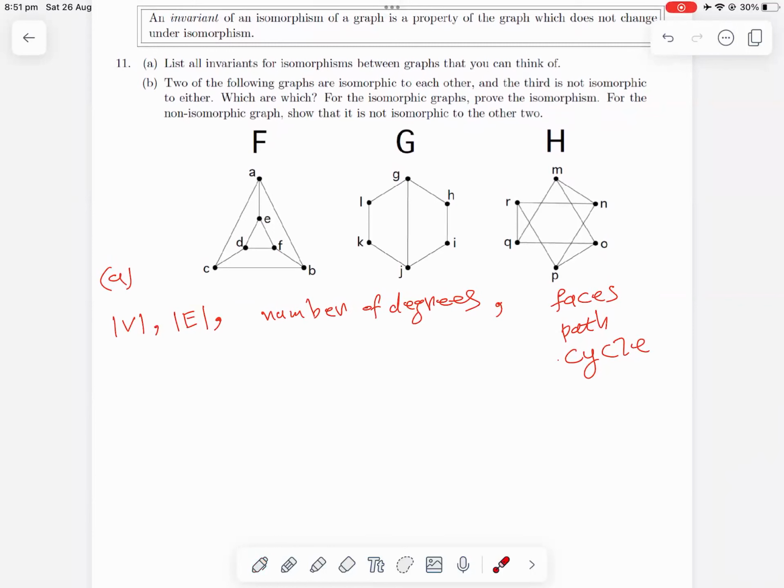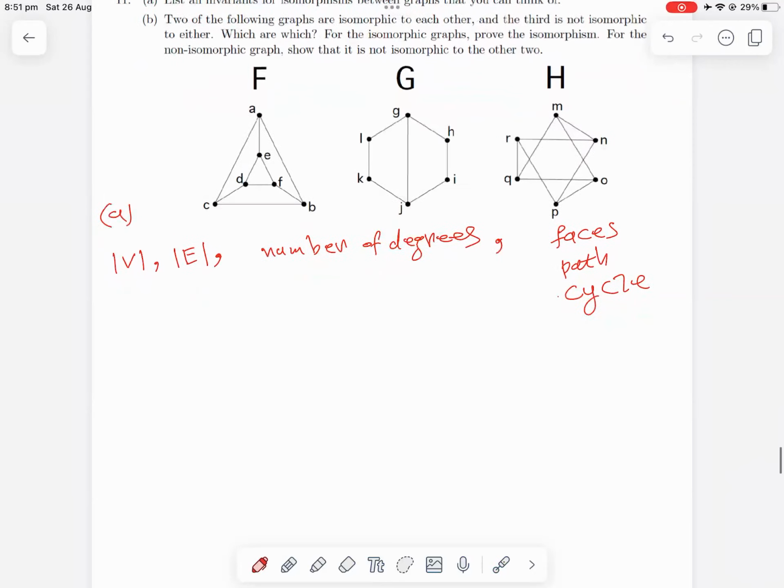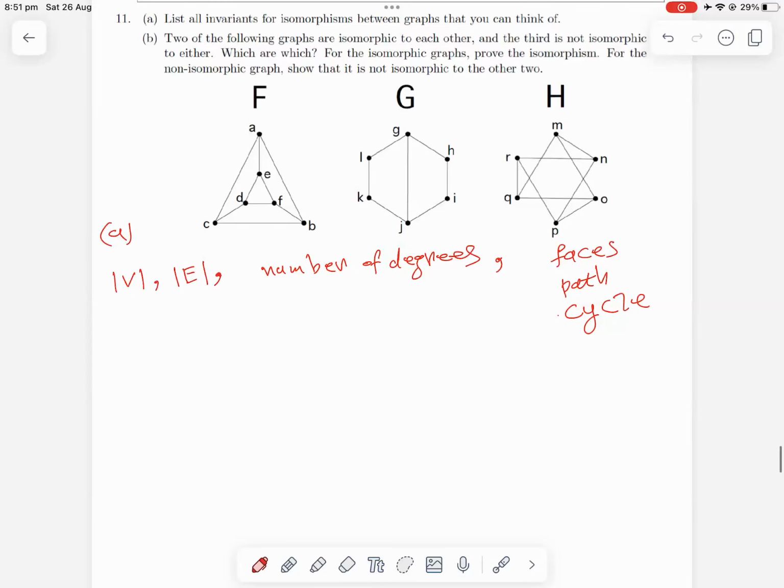Now, two of the following graphs are isomorphic to each other, and the third one is not isomorphic to either of the other ones. For the isomorphic graphs, prove the isomorphism. For the non-isomorphic graph, show that it is not isomorphic to the other two. Now, here we see that G obviously is not isomorphic with H and is not isomorphic with F.